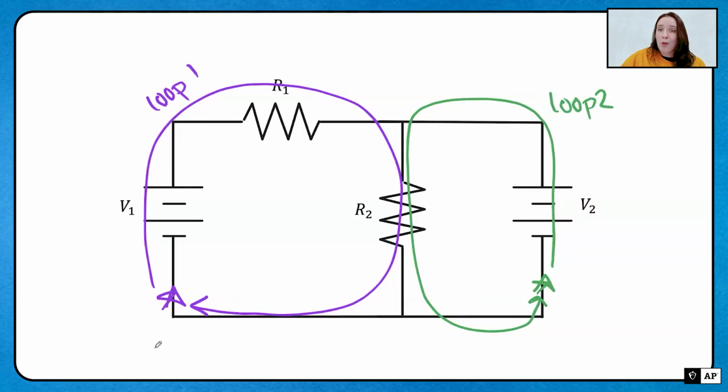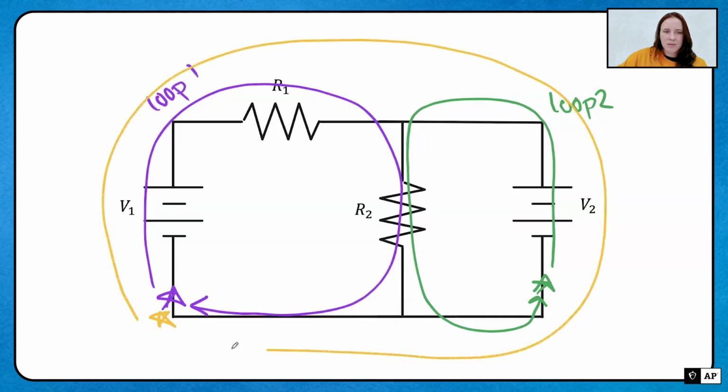Or we can go all the way around the outside. So if I start at the same place, I can go all the way around the outside. I'm going to call that loop number 3. So we chose our starting points. We drew our loops. Now we just need to draw our currents.